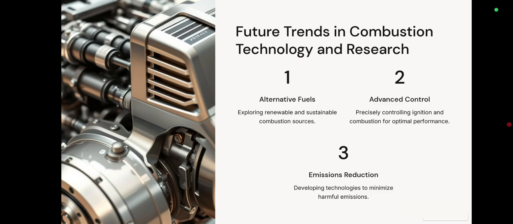Future trends in combustion technology and research. First, alternative fuels, exploring renewable and sustainable combustion sources. Advanced control, precisely controlling ignition and combustion for optimal performance. Emissions reduction, developing technologies to minimize harmful emissions.